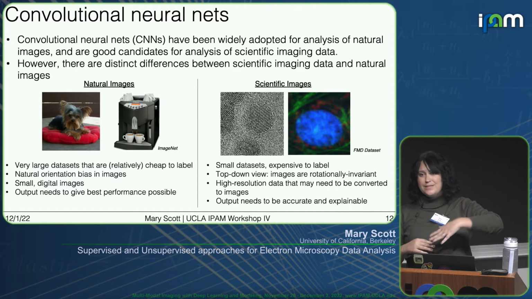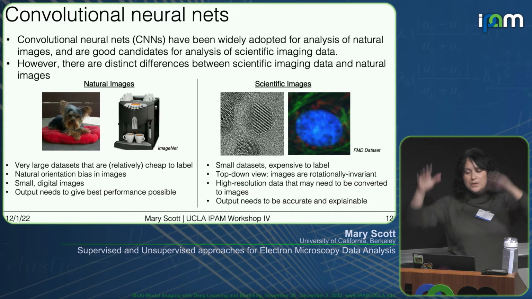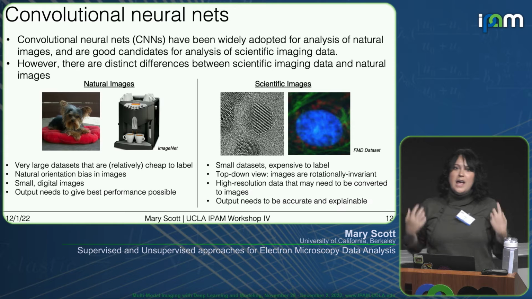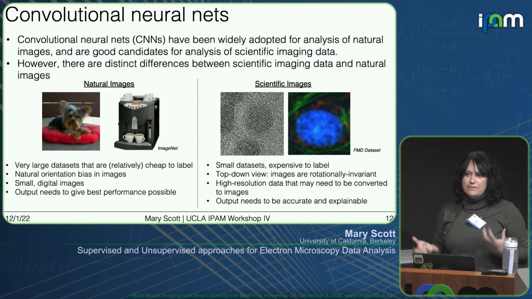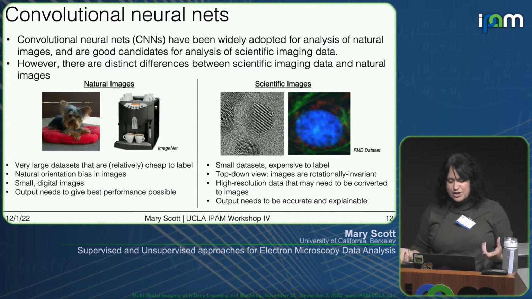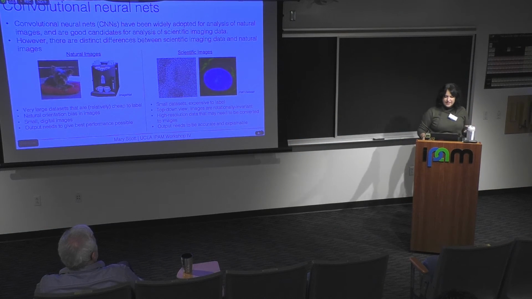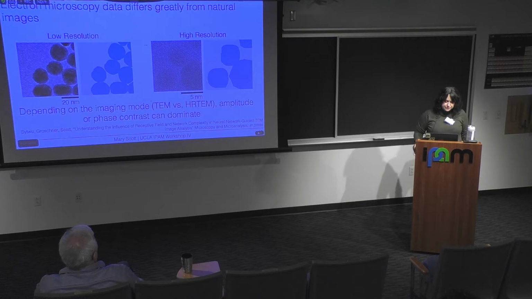We also, especially in the case of TEM, we're looking top down. So we're looking at a flat sample, looking through that sample. It's a projectional image. And that means that they are rotationally invariant, which is not a feature of convolutional neural nets. And in general, we would like our output to be explainable for this application.